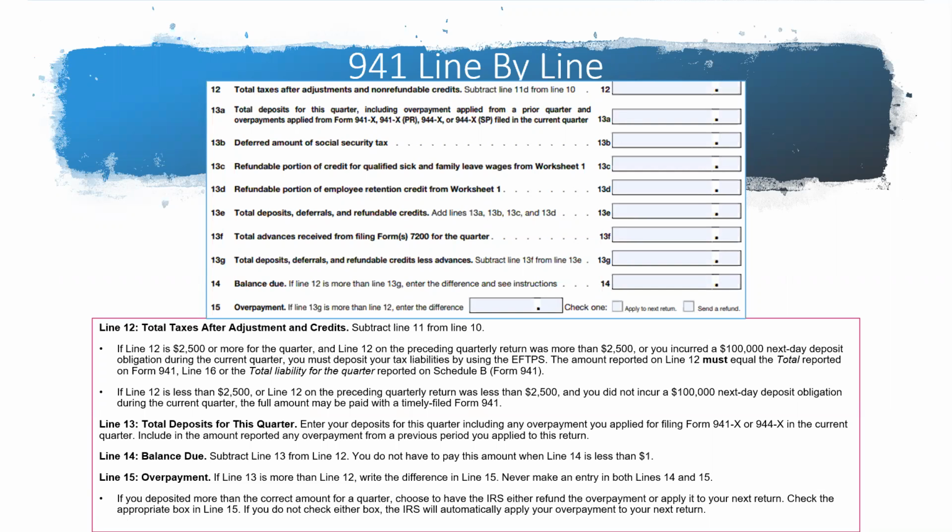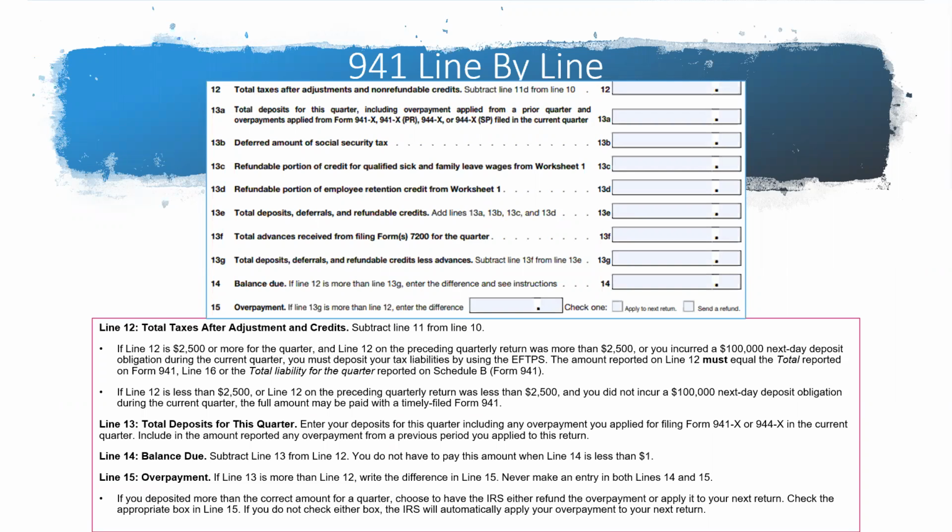Line 13F, again, courtesy of COVID, the IRS came out with what we call a Form 7200. And the Form 7200 is where employers can file for advance payment of any credits that they're going to be owed throughout the quarter. So the credits that could be owed throughout the quarter are anything for FFCRA, or those credits for the qualified sick and family leave wages, as well as health insurance expenses that could be related to those items, in addition to the employee retention credit.